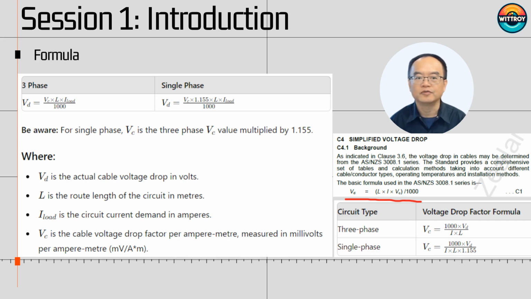L is the route length of the circuit in meters. I load is the circuit current demand in amperes. VC is the cable voltage drop factor per ampere meter measured in millivolts per ampere meter.